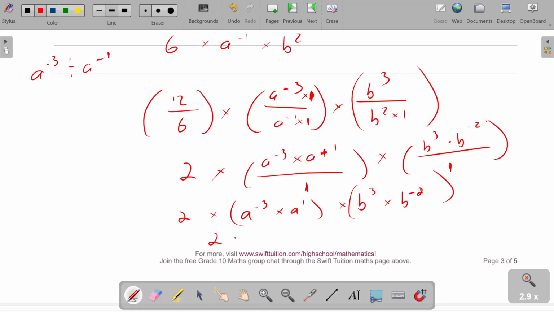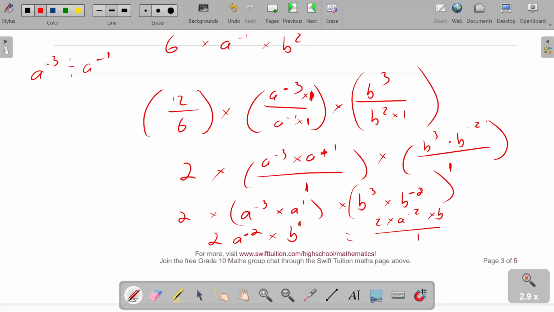And now I've got these groups, and this is obviously going to be 2, and I can add the exponents here, and this makes it a to the power of -2, and I can add the exponents here, which makes it b to the power of 1. And oftentimes they do like to have positive exponents. So as you can see here, this is 2 times a to the power of -2 times b, or another way to think about it is 2 times a to the power of -2 times b over 1, because dividing by 1 doesn't change the problem.